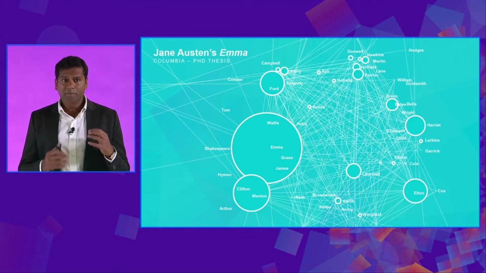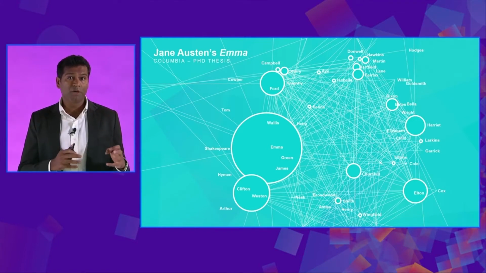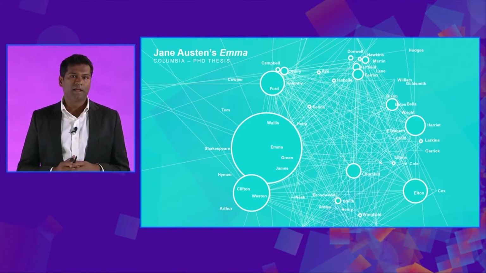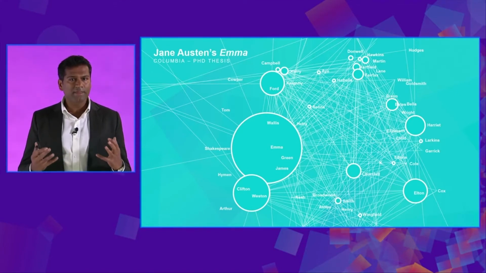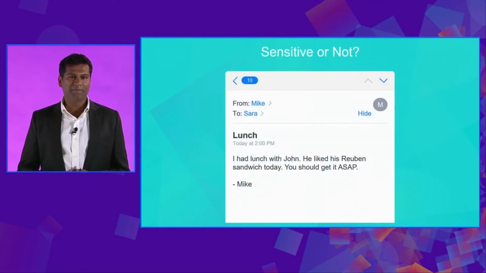That's easy, but based on the kind of language characters used, their social network, it could infer the roles of characters in the story along with the relationships with other characters. We then applied the same technology to find fraud, code words, and other types of sensitive information in corporate unstructured data. Here's an example of an email.